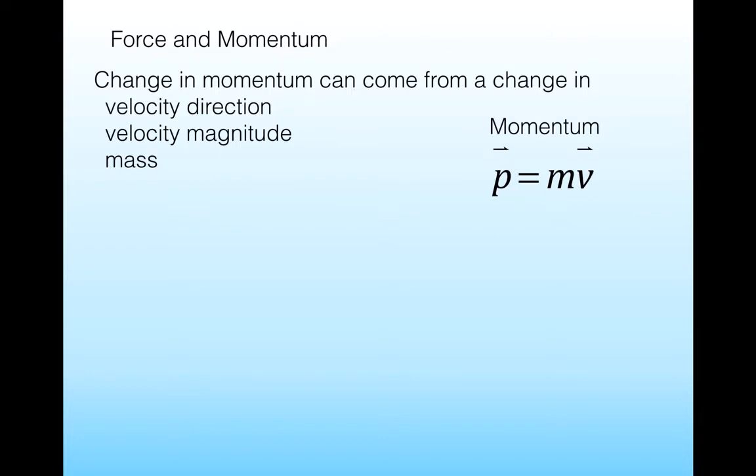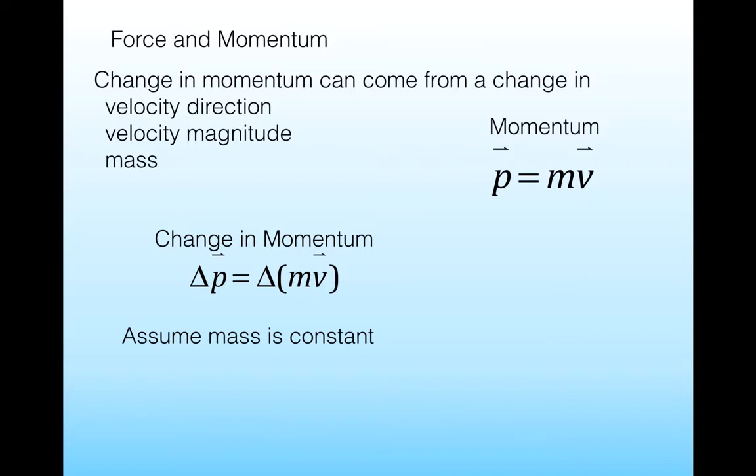And again, we defined the momentum as equal to the mass times the velocity. So if we change the momentum, that means that we're changing that mass times velocity. For simplicity, let's just assume the mass is constant. And if that's the case, then we can pull the mass out of this equation, and we can say that the change in momentum is equal to the mass times the change in velocity.